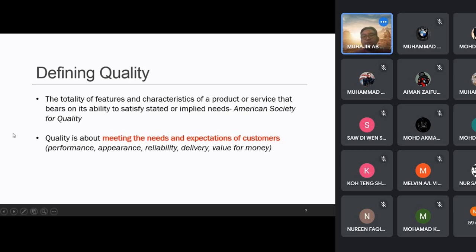Okay. So if you buy a product from, for example, a RM2 DIY shop, it's a cheaper product, so you don't expect it to last for many years. But some of the products have good quality, and you can use them for several years as well. I mean, it goes beyond your expectation. That means you can consider that product itself a good quality product.